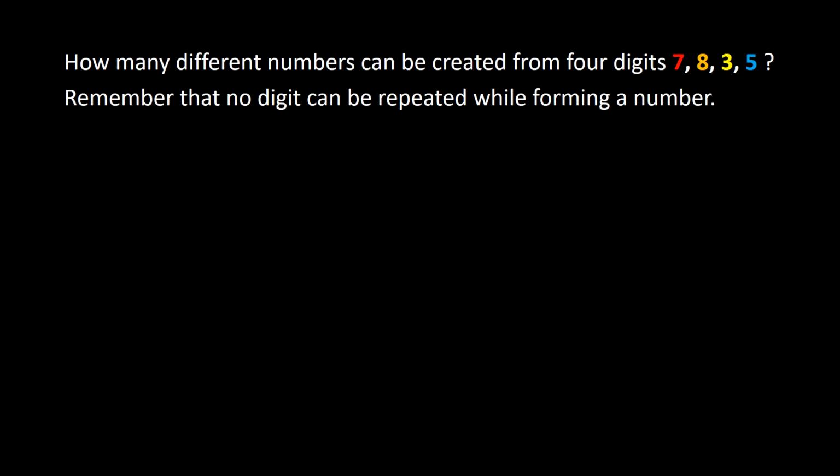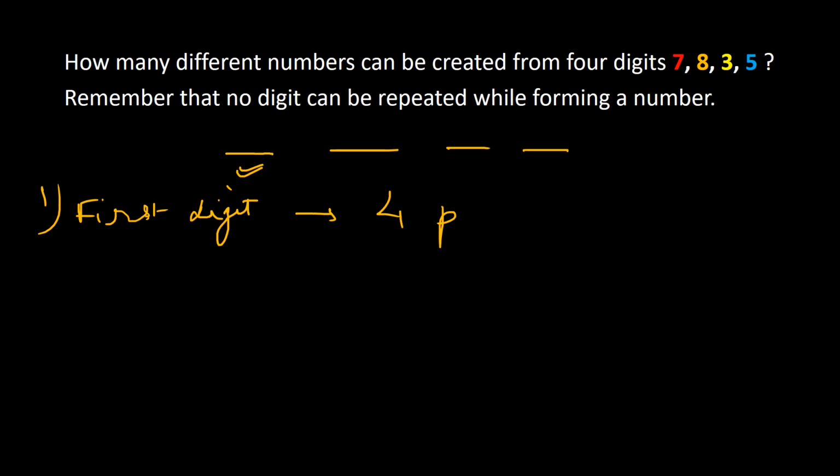This question can be solved in another manner also. We are given 4 digits which are different and we have to form 4 digit numbers, all different numbers. So let us mark these 4 positions like this for the 4 digit number. Now we can see that for the first digit there are 4 possibilities because the first digit can be formed from any of the 4 digits given to us, that is 7, 8, 3 or 5.